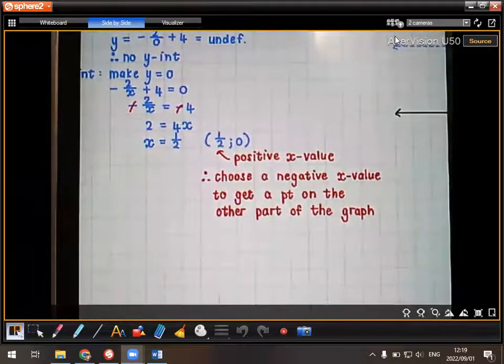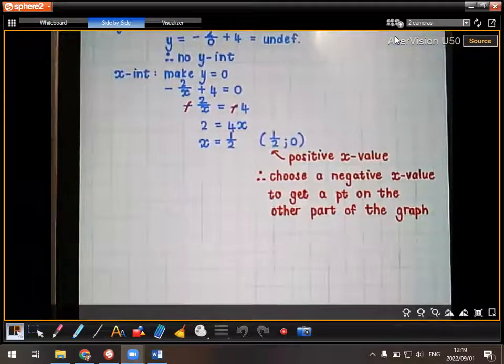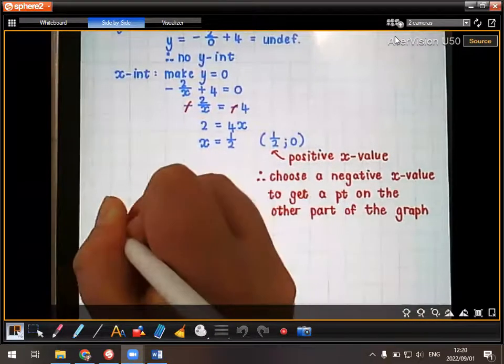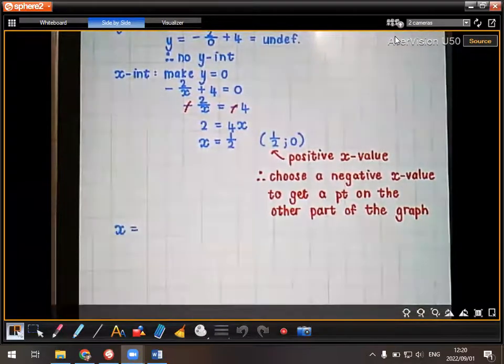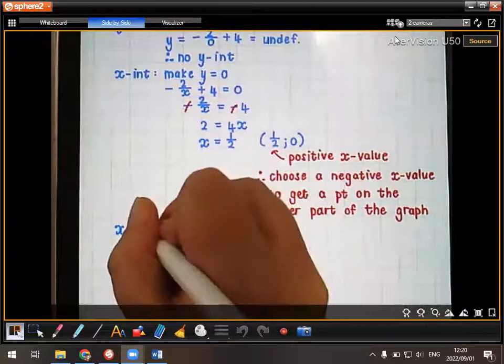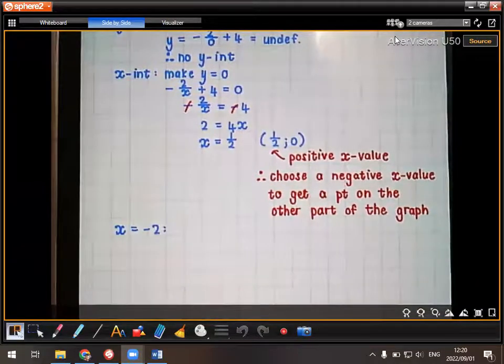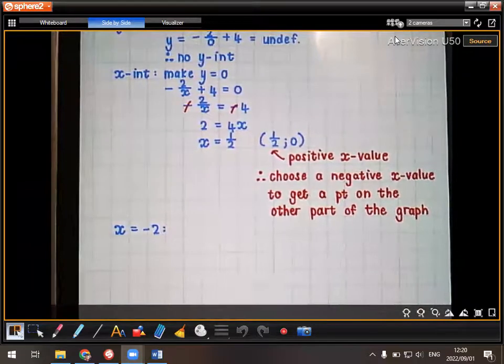Okay, so now I'm going to do, I'm actually not sure which value I want to sub in. What should we do, guys? Tell me. -2, okay. Again, you can choose whatever, all right? As long as it's negative, that's the important thing.